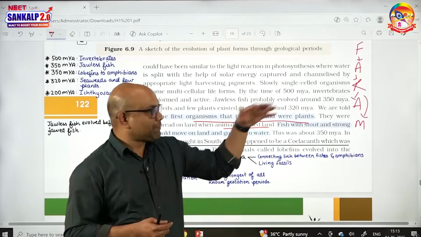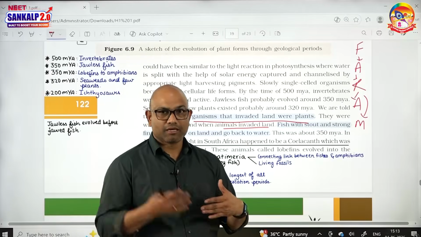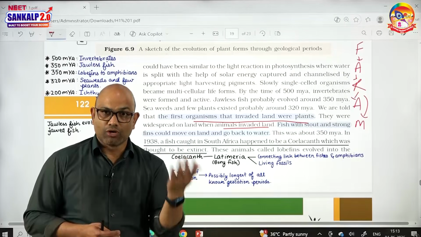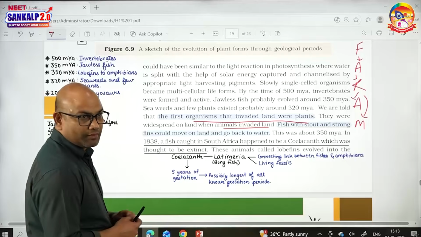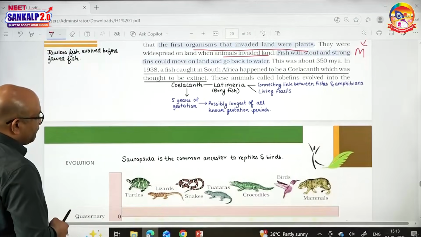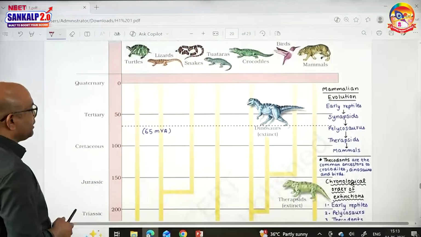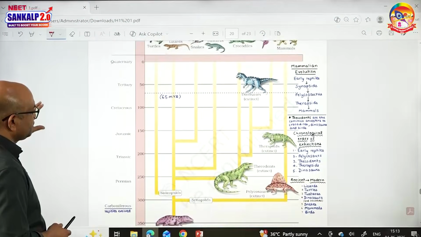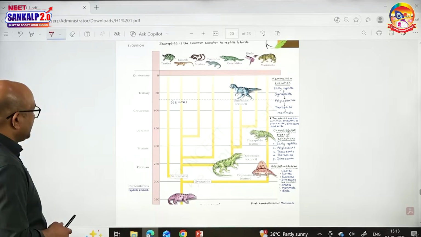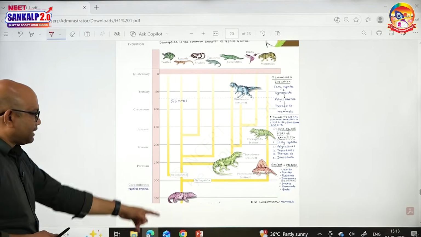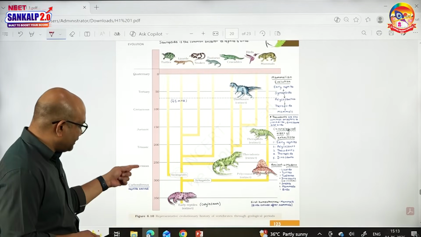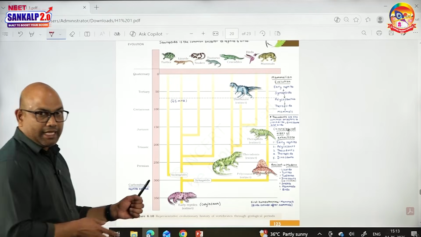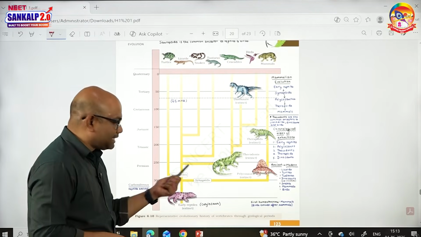Then from amphibians reptiles evolved. Initially evolved reptiles are early reptiles. From them modern reptiles evolved. From reptiles birds, from reptiles mammals evolved. This chart is explaining that only. See this chart? At the bottom they have given early reptiles that evolved during the Carboniferous period on the left side. They evolved into two groups, Synapsida and Sauropsida.